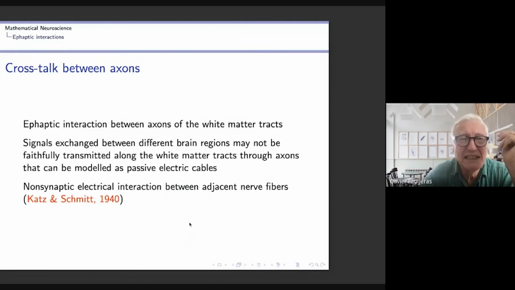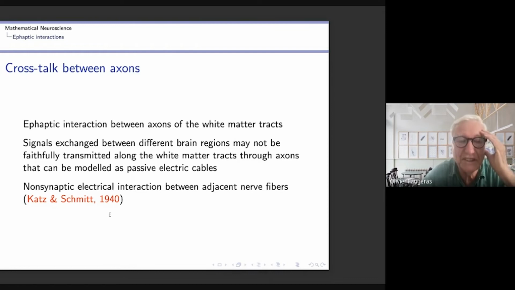So what is ephaptic interaction? It comes from a Greek word, which I'm not sure I understand very well. I never learned ancient Greek. But basically, it tells us that axons which are close to one another may exchange signals without using synapses. So axons may talk to each other without being directly connected through a synapse. This fact was mentioned in a 1940 paper by Katz and Schmitt.